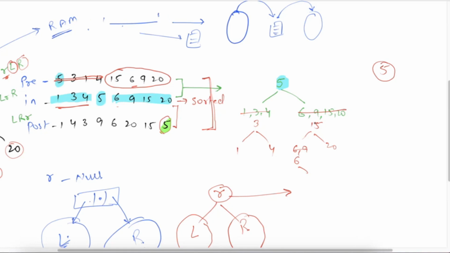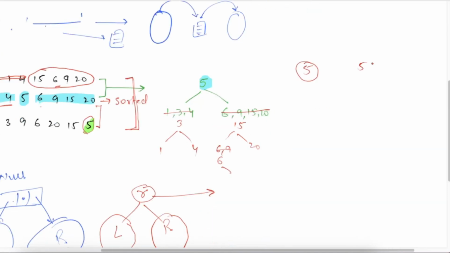Let's say the pre-order traversal is 5, 3, and the post-order traversal is 3, 5. So we know that 5 is the root. But if 3 is here, then the pre-order traversal will be this and the post-order traversal will be this. And if you have a tree like this, then also the pre-order traversal will be this and the post-order traversal will be this. So for both of these trees, we will have the same pre-order and post-order traversal, and we will not be able to build the tree if we are given only these two.